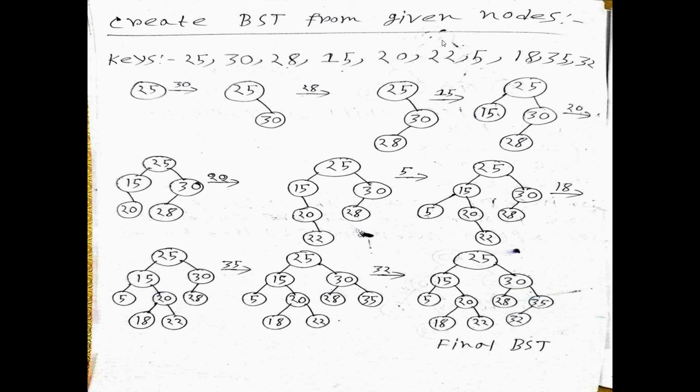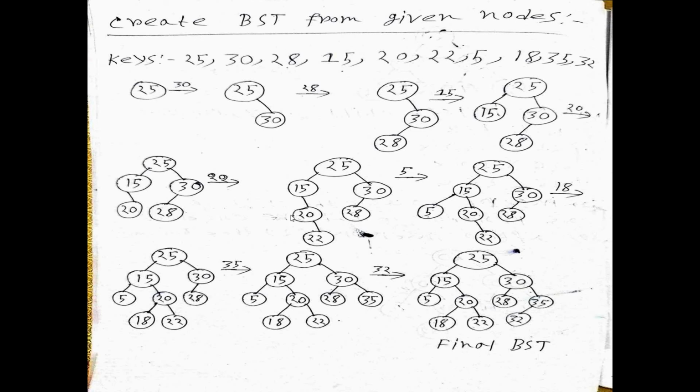Next element is 22. Again we start the comparison with the root. Comparing 22 and 25, 22 is less than the root. That means 22 goes to the left subtree now. But here there is a left child. What is the left child of 25? 15. Compare with 15. 22 is larger than 15. So obviously go to the right subtree of 15, that means the right child.